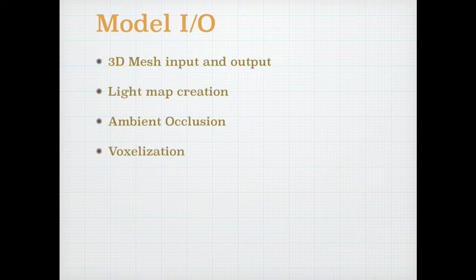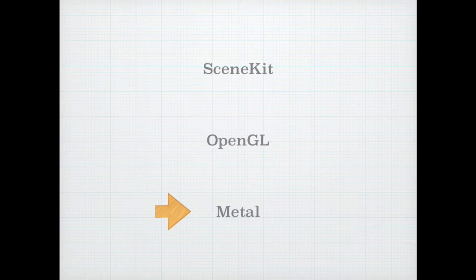Anyway, Model I/O, it's meant to work with Metal. It can also work with OpenGL, and I believe some bits of SceneKit, although SceneKit has some of that stuff built in. But it's very handy for reading in your model assets. So be sure to not write your own 3D data format parser, use Model I/O instead.